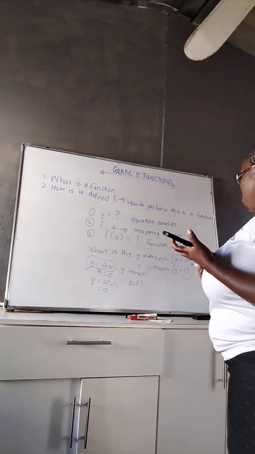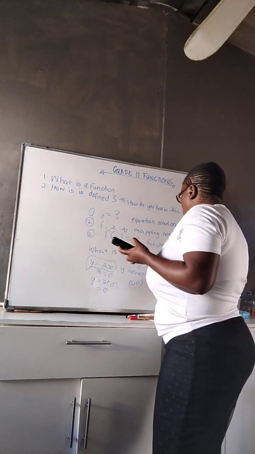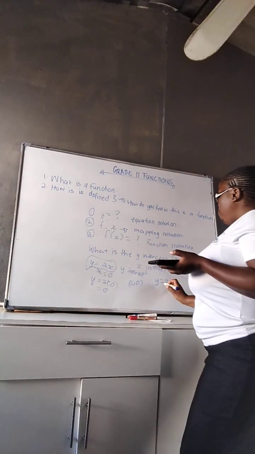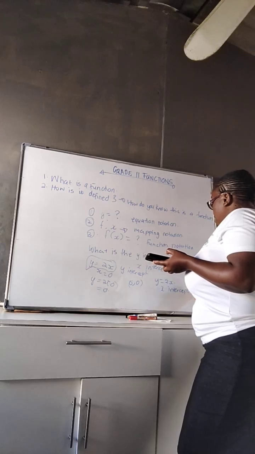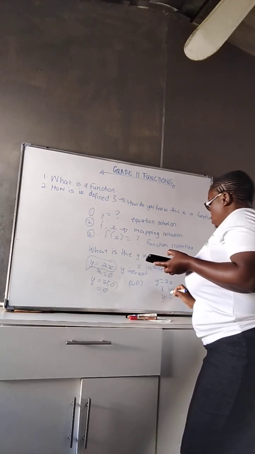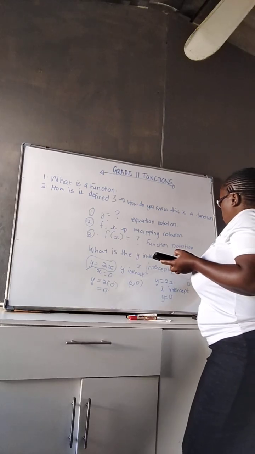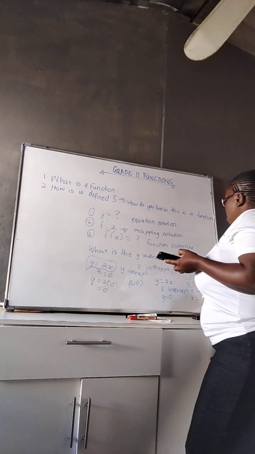If they say, what is the x-intercept for something like this? y is equal to 2x, and then they want the x-intercept. So for the x-intercept, y is equal to 0. So you're going to say 0 is equal to 2x. Then you divide by 2, you divide by 2. So x is equal to 0.